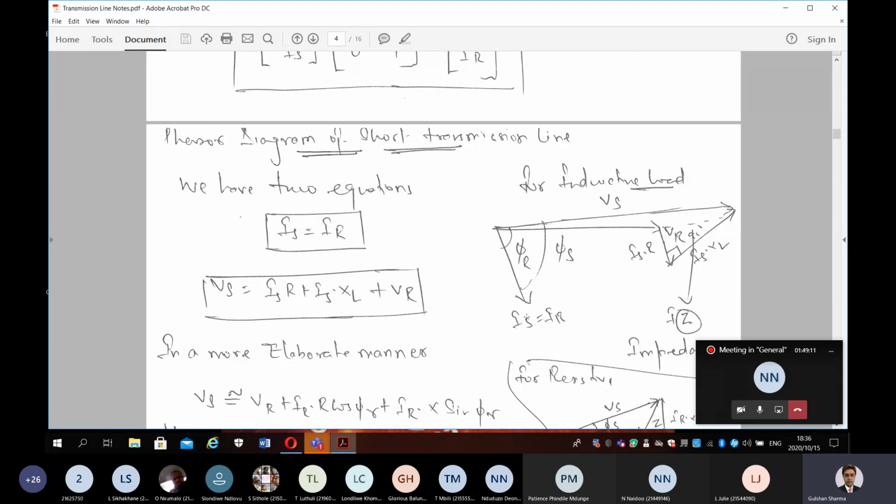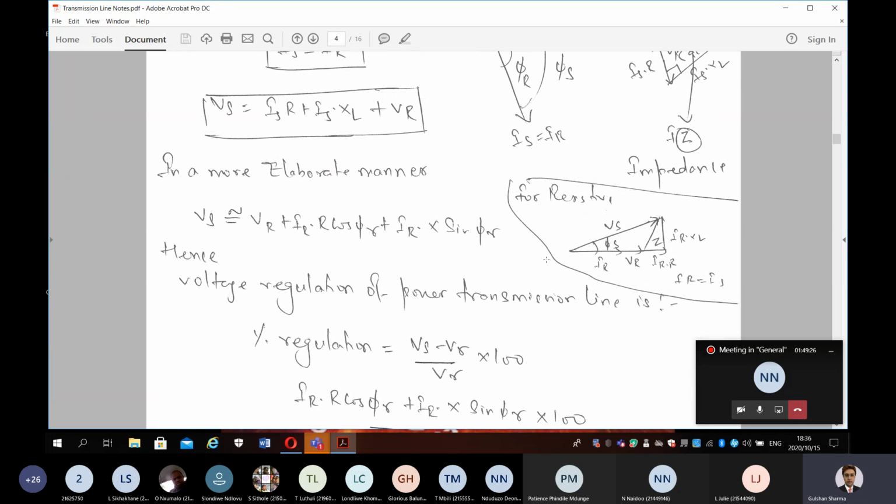And as we have seen, sending end and receiving end current are the same, so I can write that Is equals IR. And for this sending voltage, my current Is will lag by an angle of phi s.